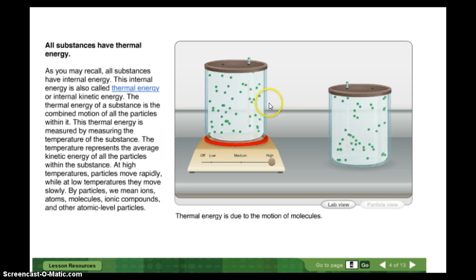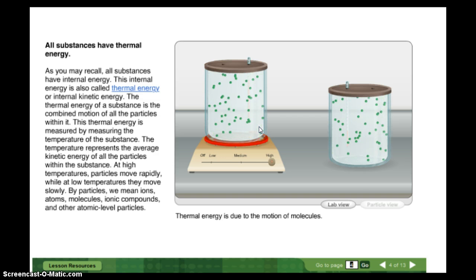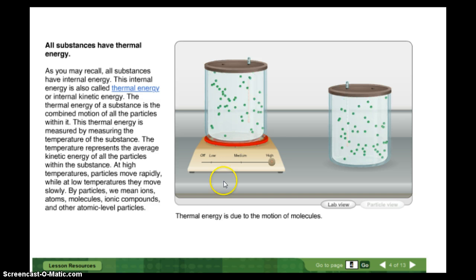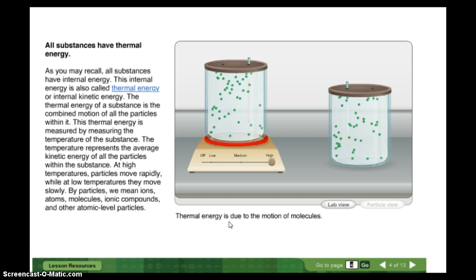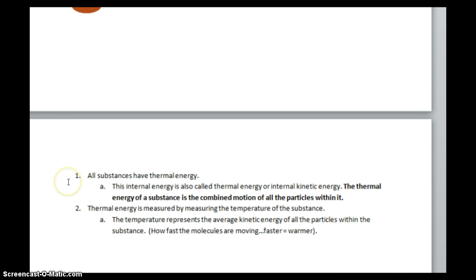All right, so the fact that these are colliding more often and moving faster results in a higher temperature. So thermal energy is due to the motion of molecules. So I added to our notes, all substances have thermal energy. This internal energy is also called thermal energy or internal kinetic energy. Remember, kinetic means motion. The thermal energy of a substance is the combined motion of all the particles within it.